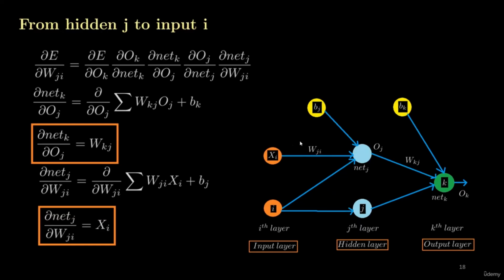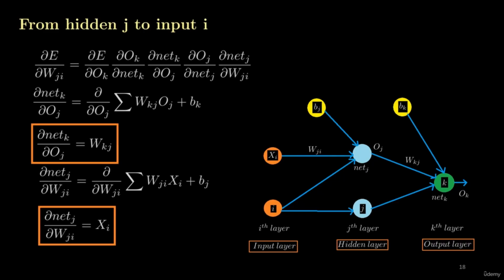So basically, we have to update the weight that is present between the input layer and the hidden layer. But we have to start from the error, because the purpose of each weight updation is to remove the error. Therefore, we have to start from the error and reach the weight which is present between the input layer and the hidden layer. So let's see how many steps we need.